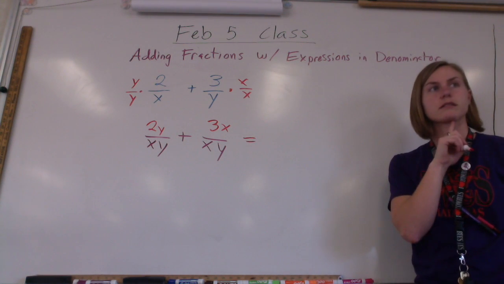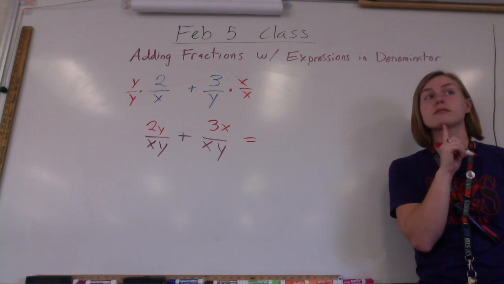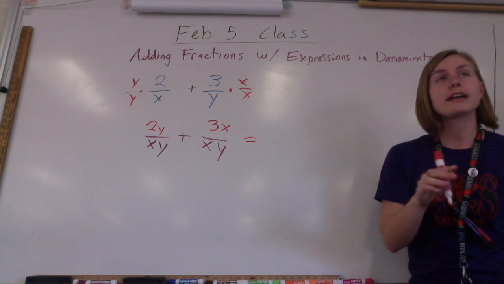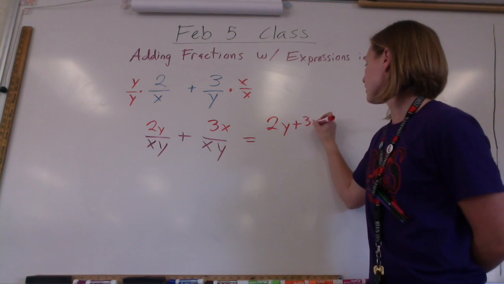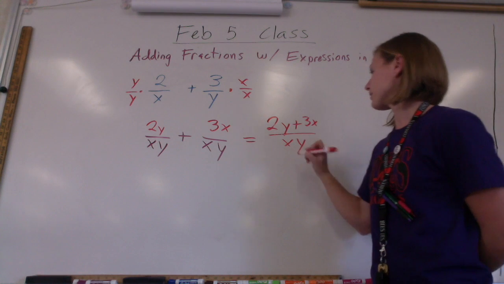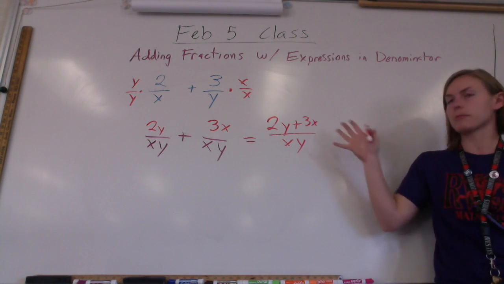Riley? Would it be 5y? Are those like terms? Oh, no, they're not. So we can't actually combine them. So the way it will look, it would be 2y plus 3x over that shared denominator. And then you'd be done, because there's nothing you can simplify from there.